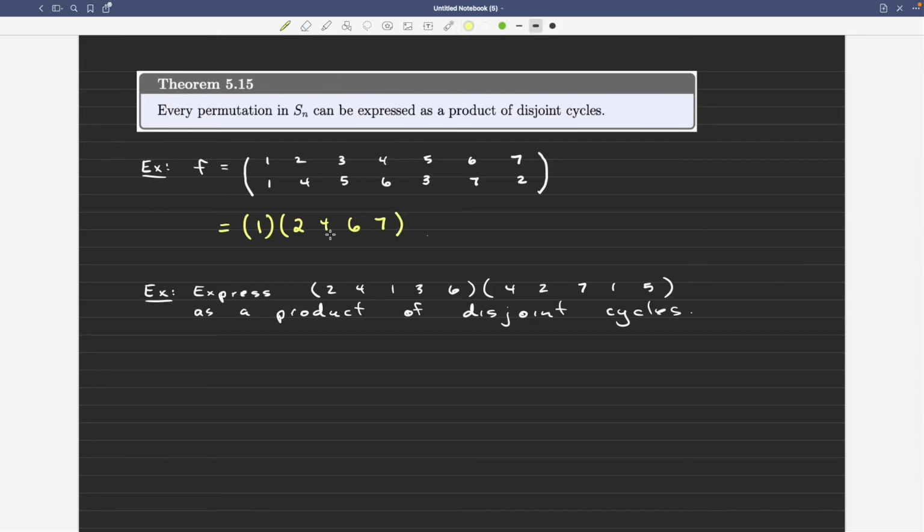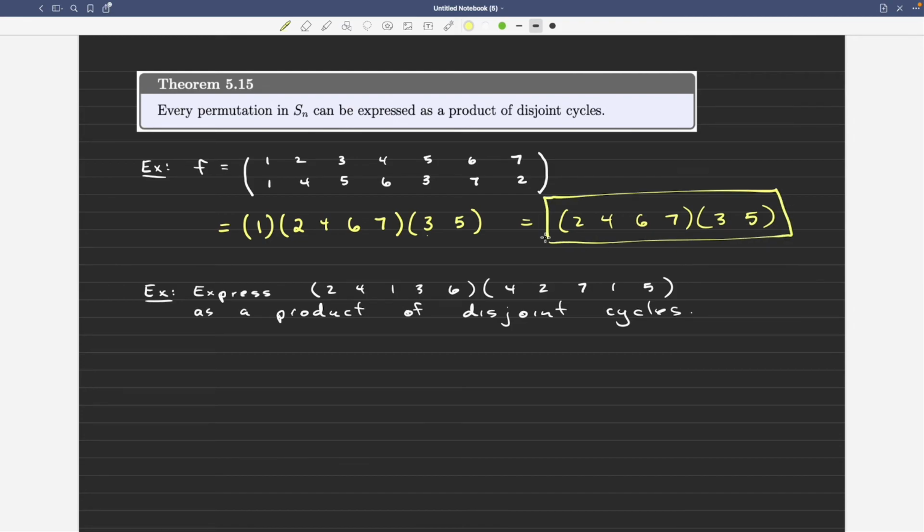So 2 went to 4, 4 went to 6, 6 went to 7, and then 7 wrapped back around to 2. Okay, now I haven't used 3 yet, so let's say this will be 3, and then 3 goes to 5, and 5 goes back to 3, so that wraps off. So at this point, I see that I've used all 7 numbers. So I would just write this as (2 4 6 7)(3 5). I would drop that 1. This would be my final answer.